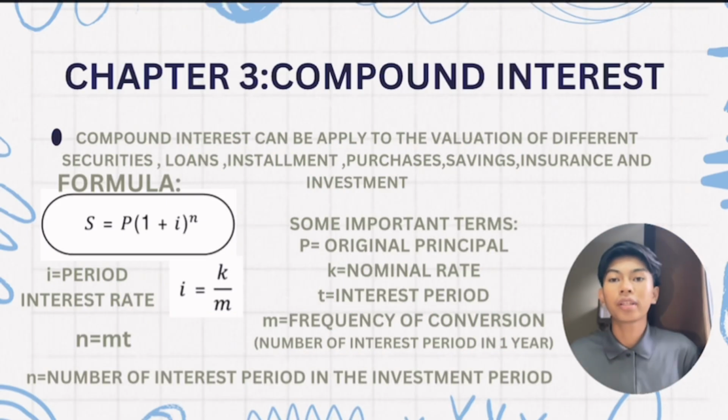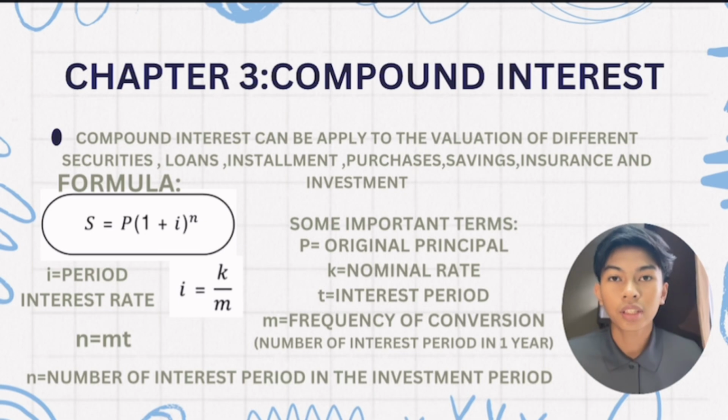Chapter 3, Compound Interest. Compound interest is the interest on a loan or deposit calculated based on both the initial principal and the accumulated interest from previous periods. Compound interest can be applied to the valuation of different loans, savings and investments.